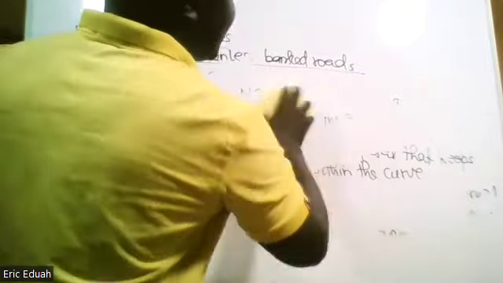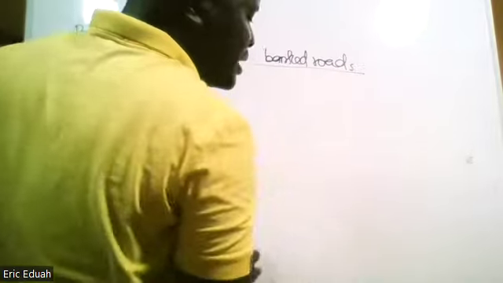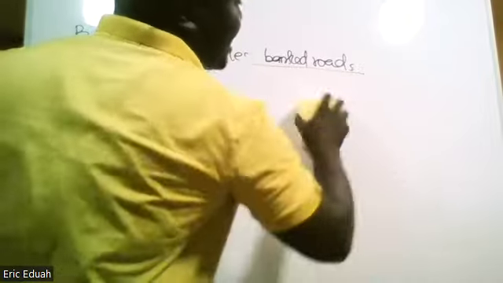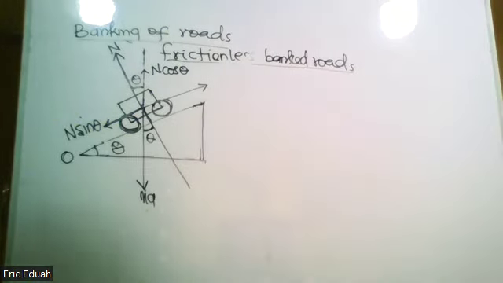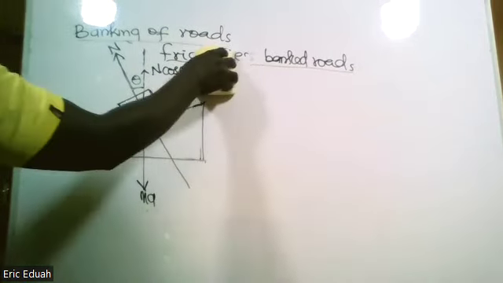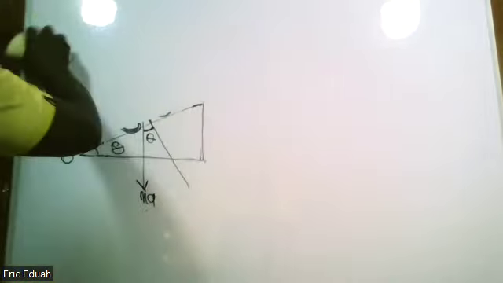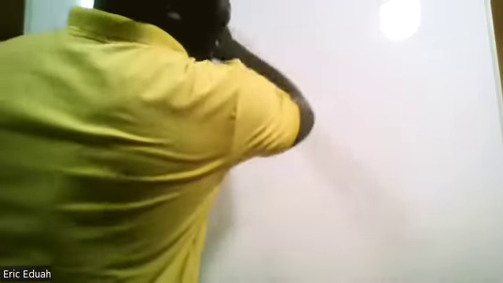So this one, frictionless banked road, the relation is the same as conical pendulum. And when motorists also make the bend, the relation is also the same as conical pendulum. Now, when there is friction, what happens? When the road is banked and at the same time there is friction on the road, how will this change? That is the next thing we are going to look at.